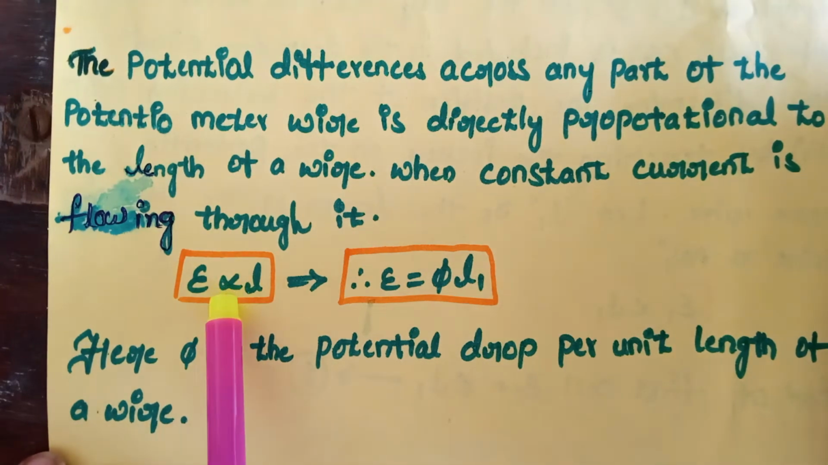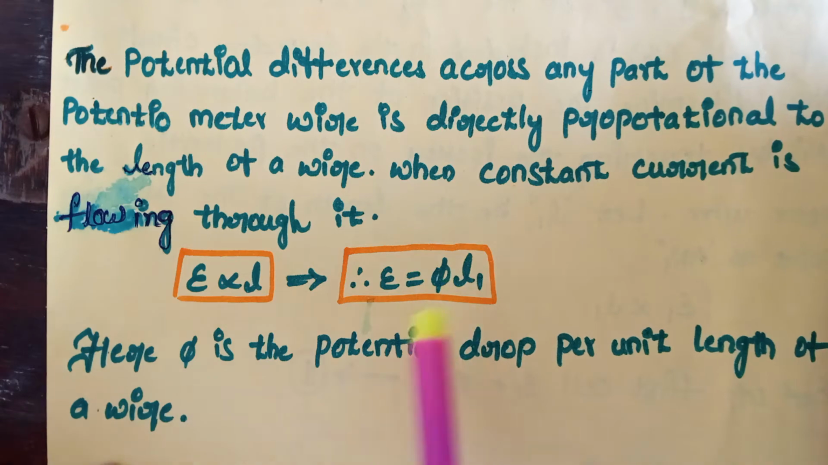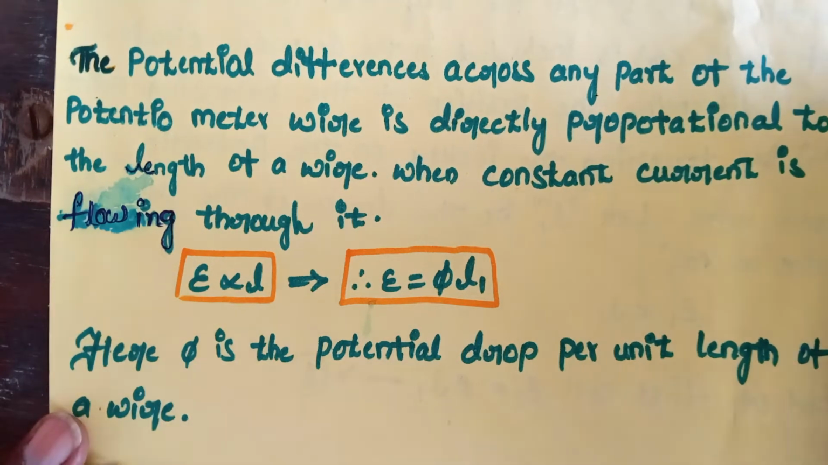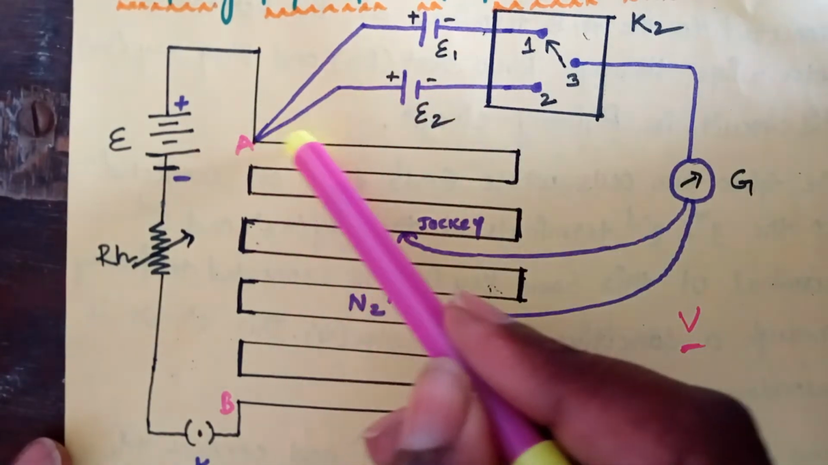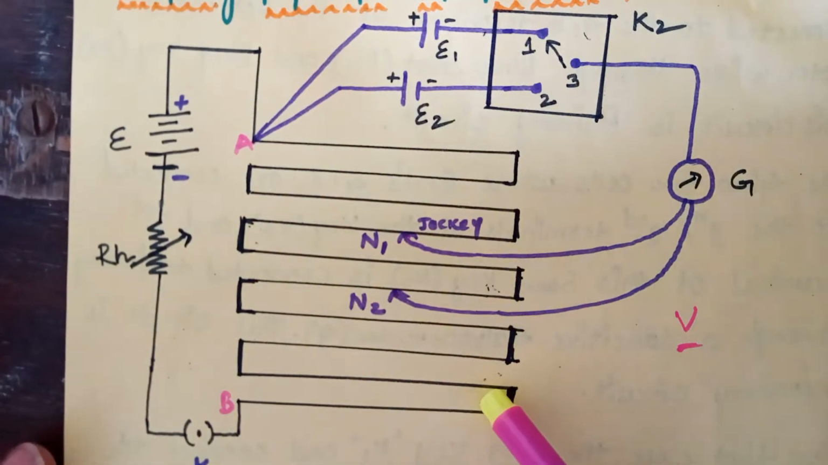Here, remove the proportional symbol and you will get a constant. The constant is pi. Pi is the potential drop per unit length of a wire. Now observe the diagram. The potential difference across any part of the potentiometer wire is directly proportional to that length of a wire.